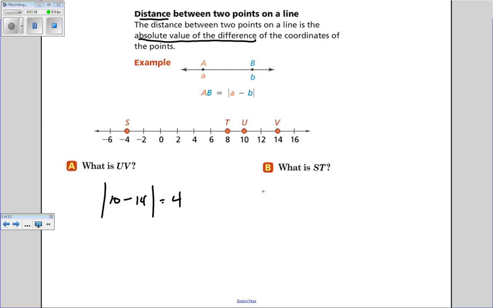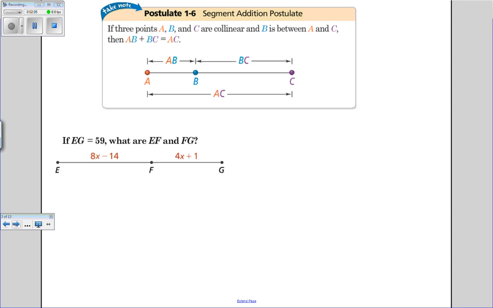All right, what about ST? So S is located at negative 4. And I need to find the difference to T, which is 8. So negative 4 minus 8 is a negative 12. And then absolute value of that gives you a positive 12. All right, so you can also count it. 2, 4, 6, 8, 10, 12. All right, but if you need to show your work, this is a great way to do that.